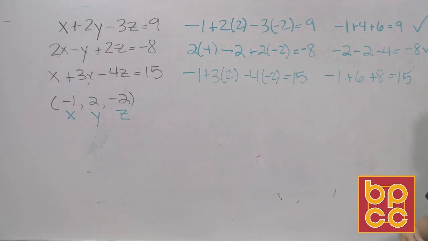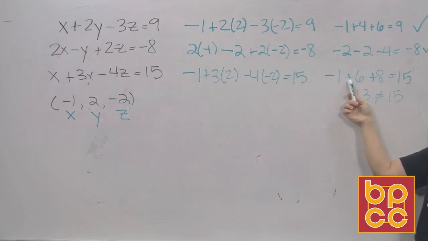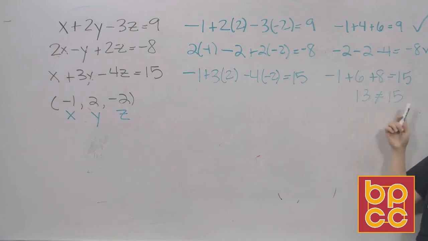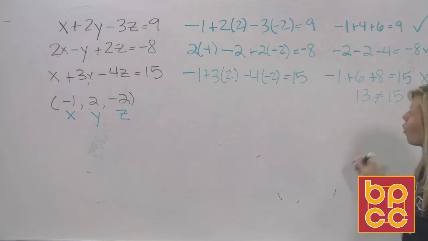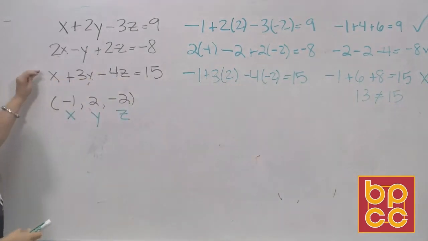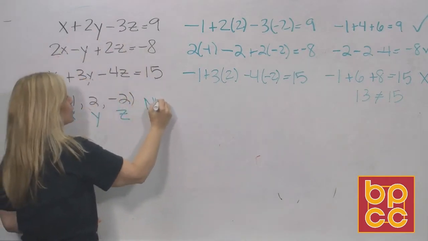Remember, it doesn't matter what order you add and subtract, we're all going to get the same result. I see 6 and 8 adds to 14. 14 minus 1 is 13. 13 does not equal 15. If you want to add the numbers in order, that's fine. -1 plus 6 is 5, because you would subtract, signs are different. 5 plus 8 is still 13. 13 doesn't equal 15. So because this ordered triple isn't a solution for the third equation, it is not a solution for this system.